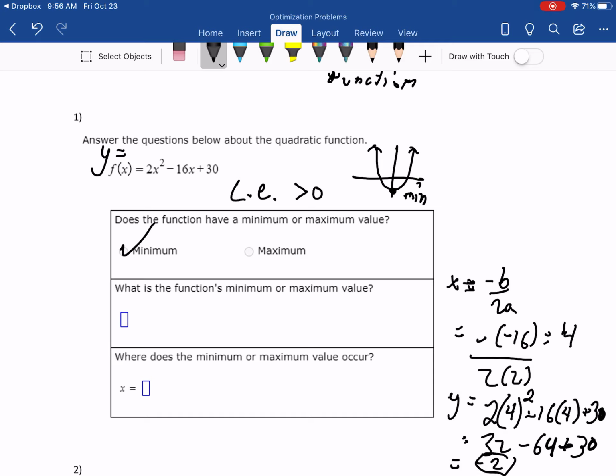So what is the function's minimum or maximum value? Well, the vertex is 4 comma negative 2. So the x-coordinate where the vertex occurs is 4. And the actual minimum or maximum value of the function is a y value. It kind of gives away that this is an x value because the answer spot begins with x equals. So the y value for our vertex is negative 2, and again, that's a minimum.